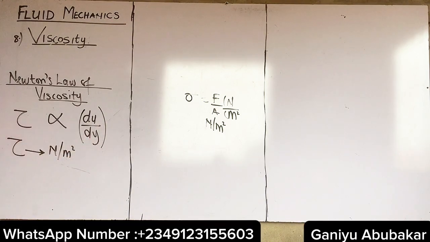Let's get the SI unit for velocity gradient. I'm having du over dy. What is the SI unit for du over dy? SI unit.